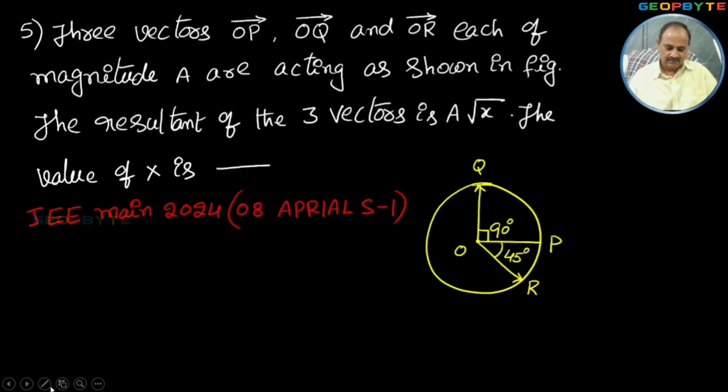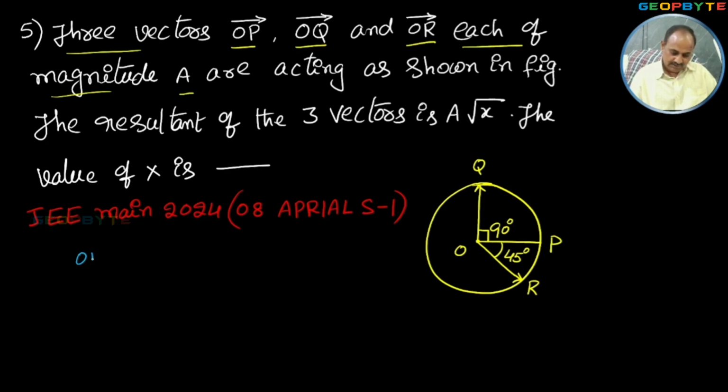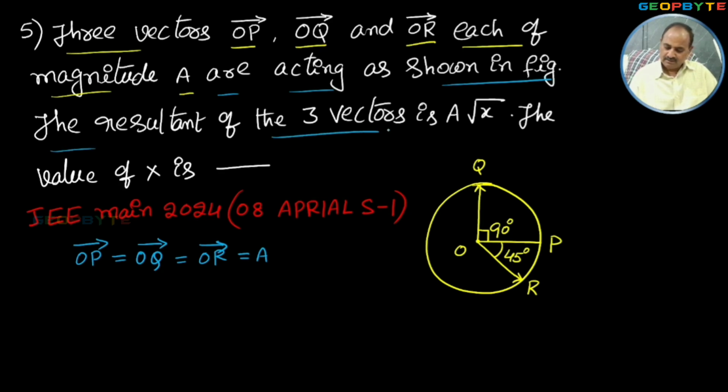It is given with a diagram like this. Three vectors OP, OQ, and OR, each of magnitude A. That means OP bar equal to OQ bar equal to OR bar equal to A, acting as shown in the figure. The resultant of the three vectors is A root x. Then what is the value of x?